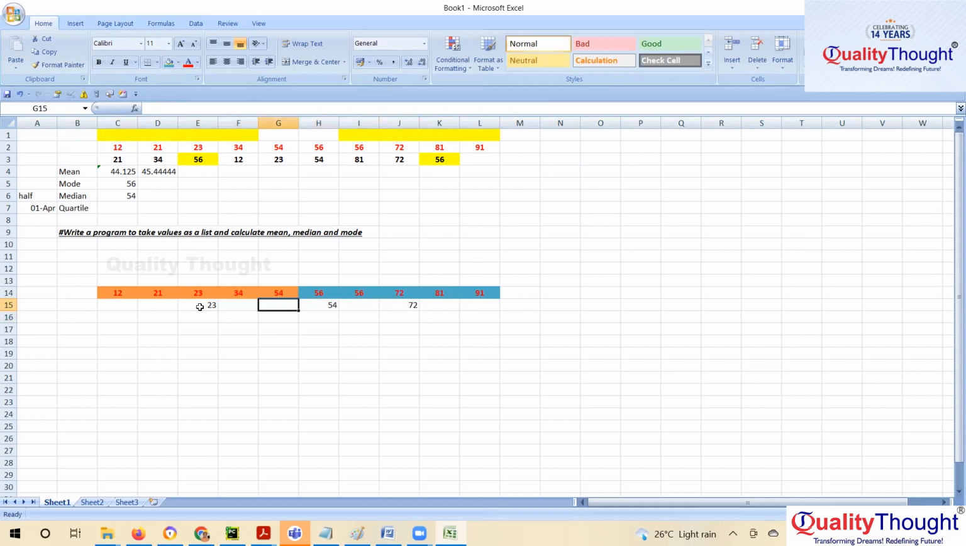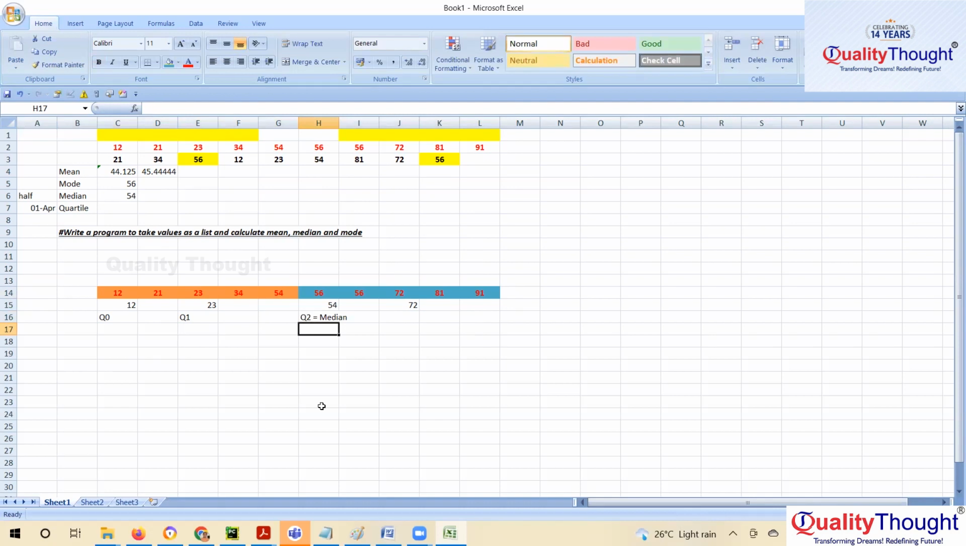Quartile 0 means the minimum value. Minimum value is called quartile 0. Quartile 1 means the number that is dividing into 1/4 and 3/4. So this is 1/4 and this is 3/4. Quartile 2 is same as median.